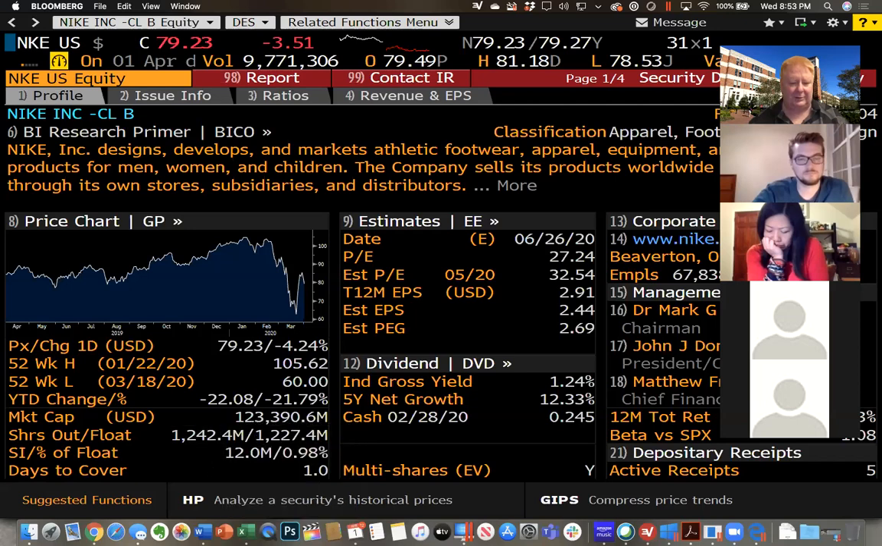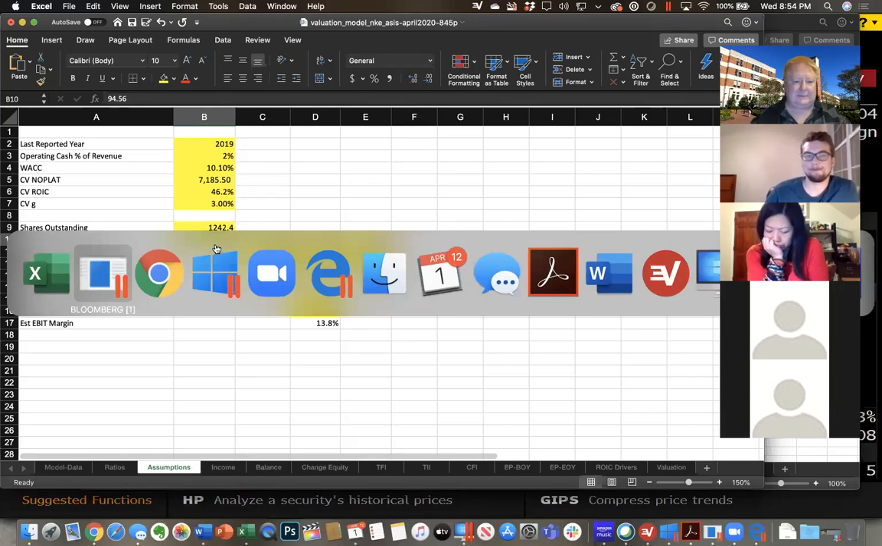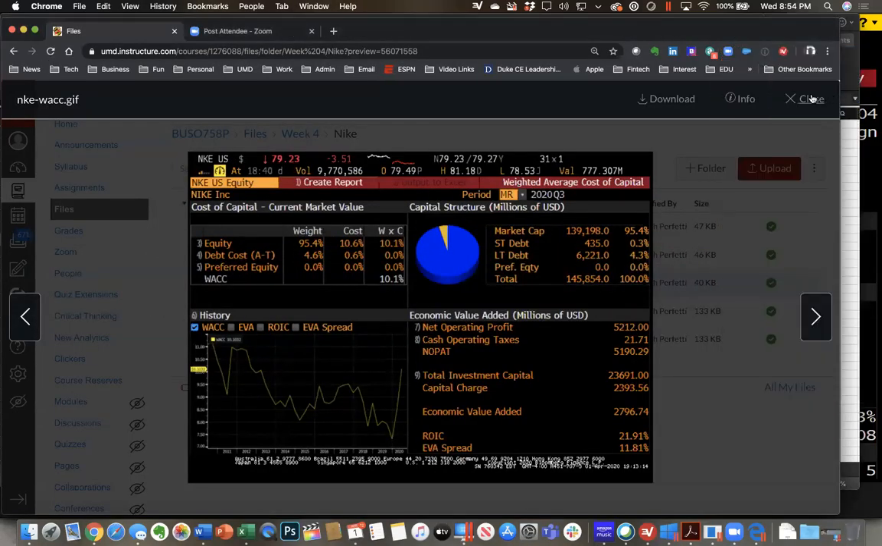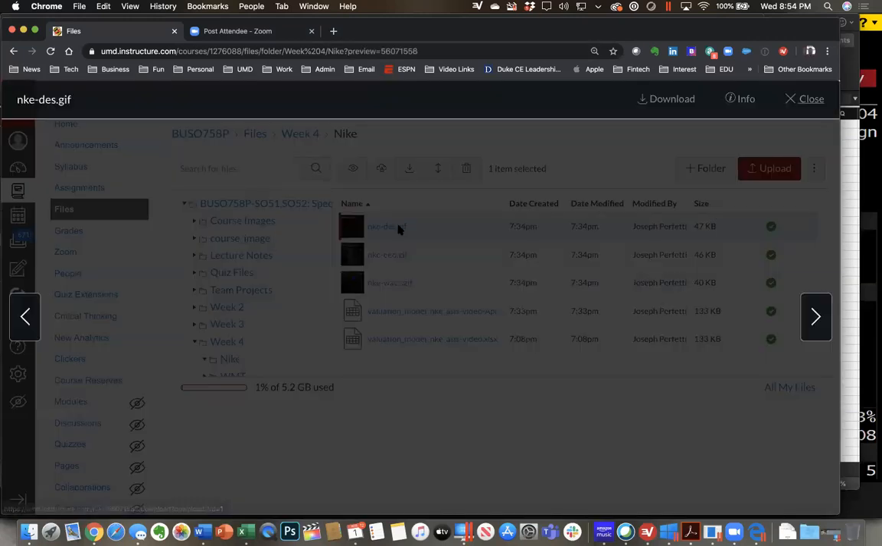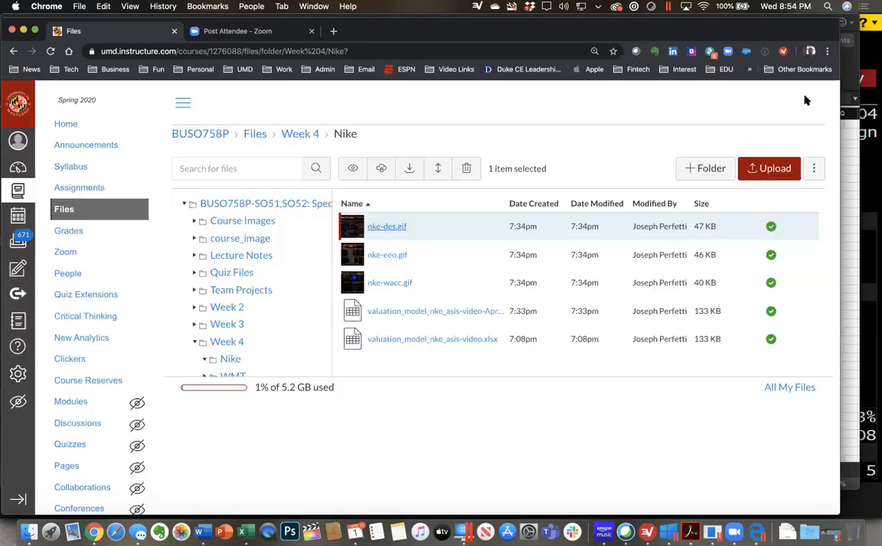And right here is the current share count, 1,242.4 million shares. So we'll come here and type in 1242.4. And that is this screenshot here, which I've taken for you. You're going to need to use these screenshots for your next assignment as well as for your group project. So I'm just showing you where you're going to get the data to update your company. And by the way, that would be the closing price today.